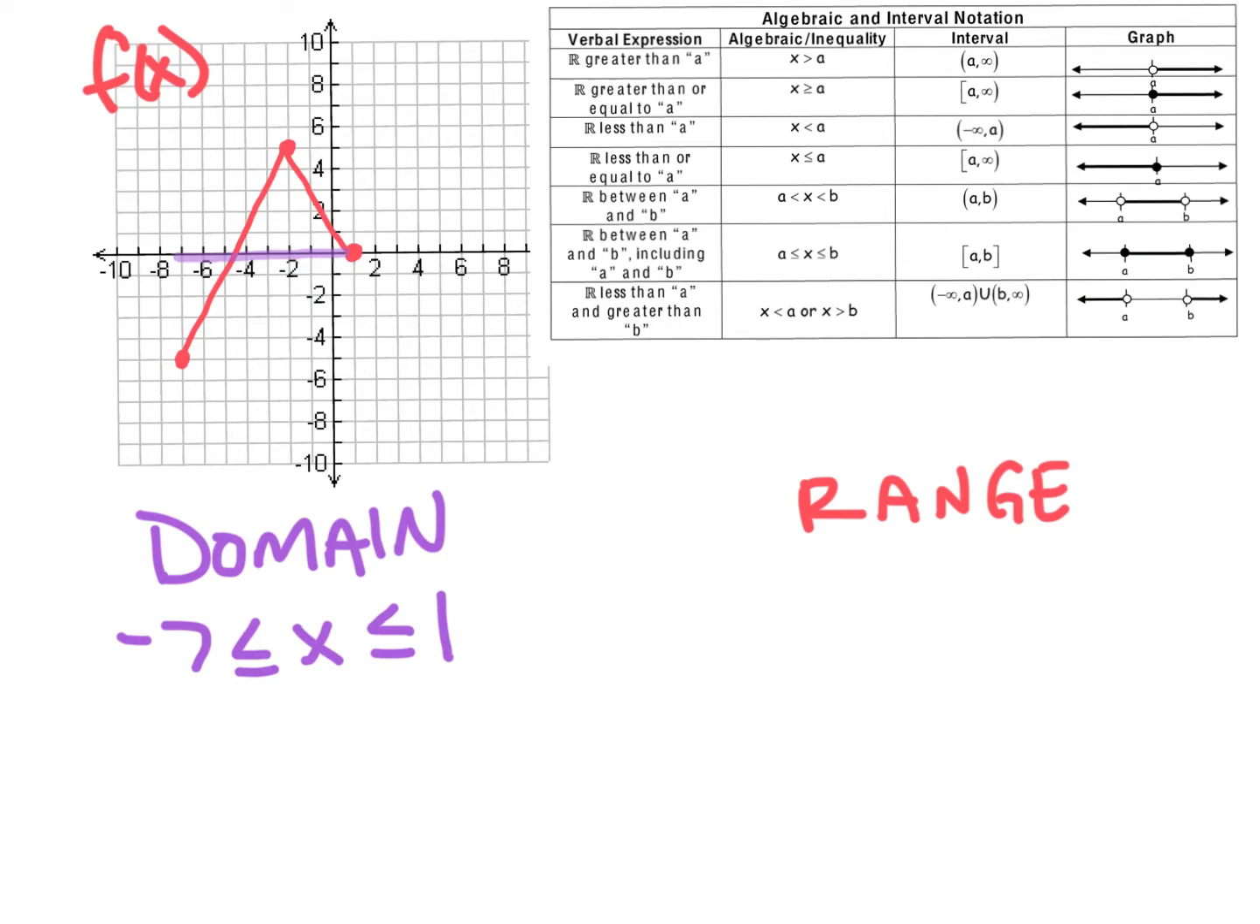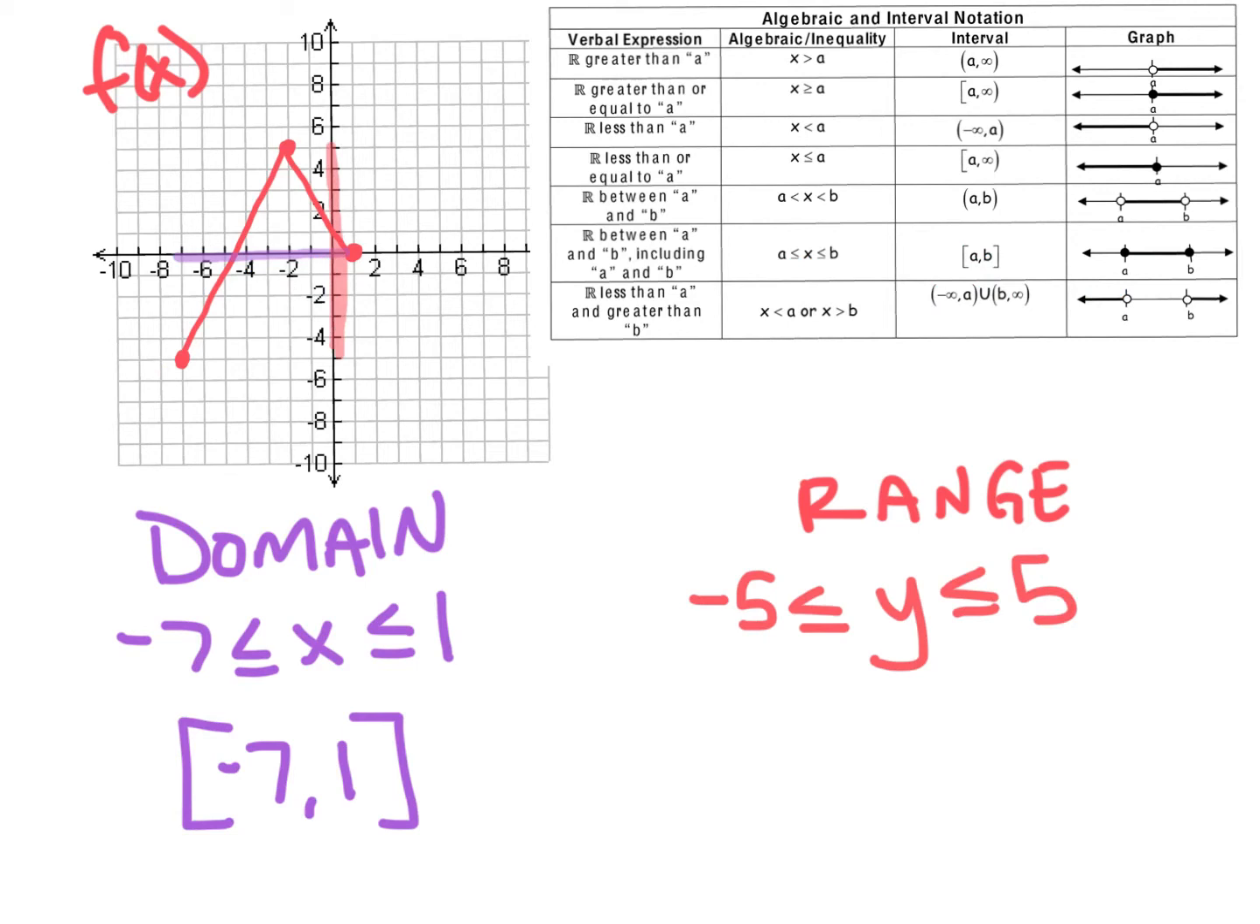In interval notation, I just go along the same path here. We notice that these are 2 brackets. Brackets mean that things are included. So from left to right, it goes from -7 to 1. The range, we're going to do from bottom to top, we'll just go along the y-axis wherever the range is included. So here we have from right here all the way up to here. So there's never a break in the range, but the range goes from -5 to 5. So in inequality notation, that'd be -5 is less than or equal to all the y values for the range, less than or equal to 5. And then in interval notation, that's just -5 to 5, both in brackets.